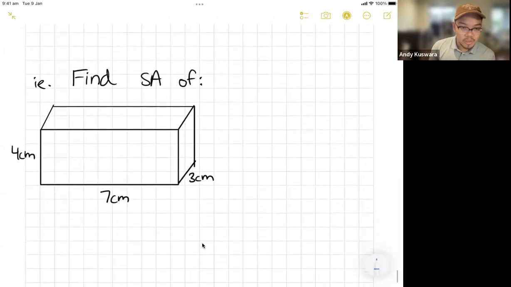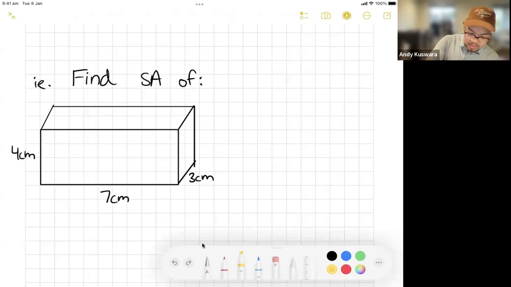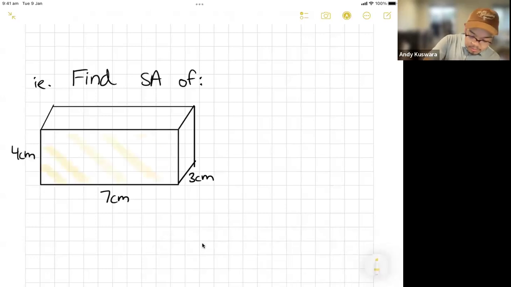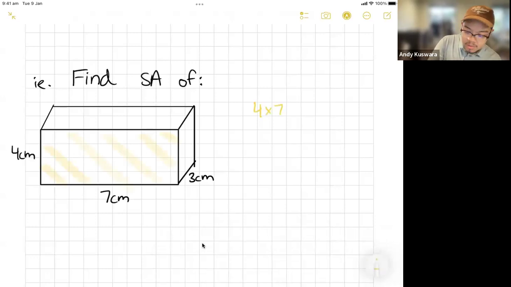Very quickly, just going to do one example. Find the surface area of this shape here. Now we know that there's 6 faces, and so what we need to do is make sure we account for all 6. I think this is where your working out is helpful. So first things first, I'm going to find the area of this front face here. Nice and easy. That one's going to be 4 by 7.